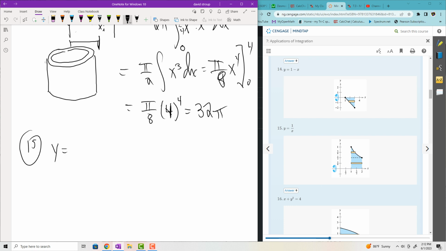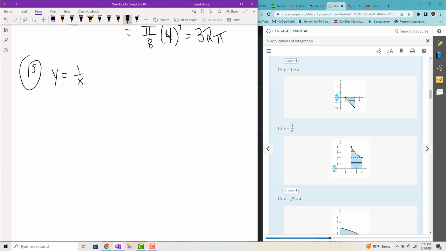I got y equals 1 over x, and I want to do a rotation, this time about the x-axis. And you see there's an issue there with the little rectangles. I'm going to be rotating from 1 to 2. At 1, it's just going to go up to 1. At 2, it's going to go up to 1/2, and then it's going to die down like this. And that's the region we are rotating. So you see in the picture on the right, there is an issue. They have this frontier line right here, this purple line I'm drawing. Why do they do that?